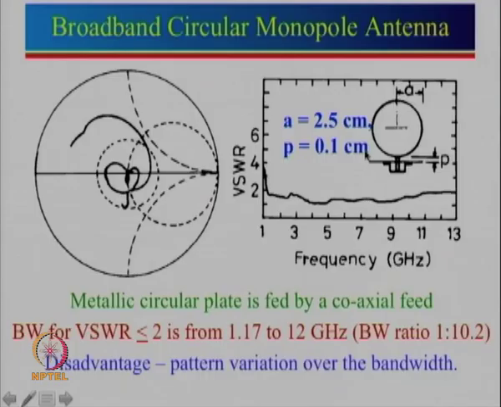Just to repeat quickly, think about this patch with a ground plane on the back side. That will look like a microstrip antenna, and then we feed it from the side, and if you remove this backside ground, that microstrip antenna becomes a monopole antenna. In this particular case, we used a metallic circular plate fed by a coaxial probe, and we really got a very large bandwidth, right from 1.17 to 12 gigahertz, and this is the bandwidth ratio we obtained. Now, the disadvantage is that there is a pattern variation over the bandwidth.